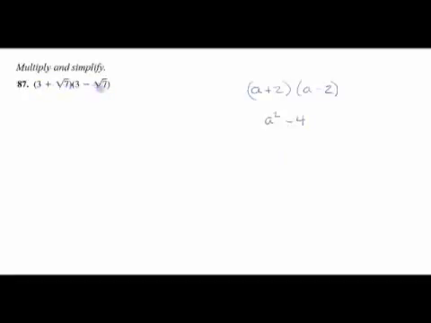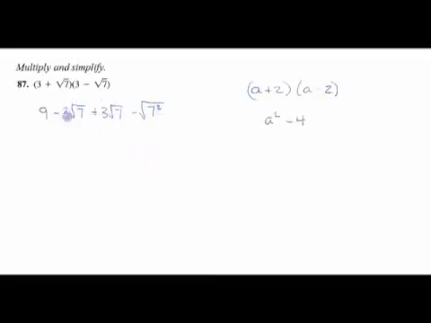Let's go ahead and do it the long way first so you can see for sure that those middle terms really will cancel out. So I have 3 times 3 is 9. 3 times negative square root of 7 is negative 3 square root of 7. Square root of 7 times 3 is a positive 3 square roots of 7. And square root of 7 times a negative square root of 7 is negative square root of 7 squared.